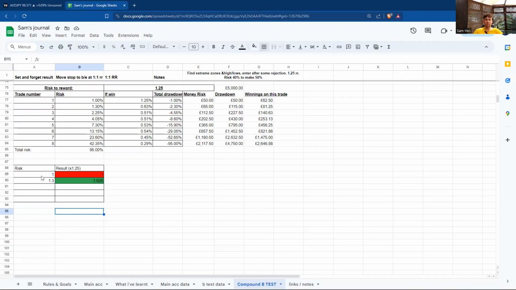Okay, so here I've just made this mini table. So you can see the first trade was a risk of 1%, and that means we lost, so -1. The second trade was a risk of 1.3, but we won, and it was times 1.25, the risk to reward that we used. So that's the gain of trade number 2. Now we're going to go and find trade number 3.